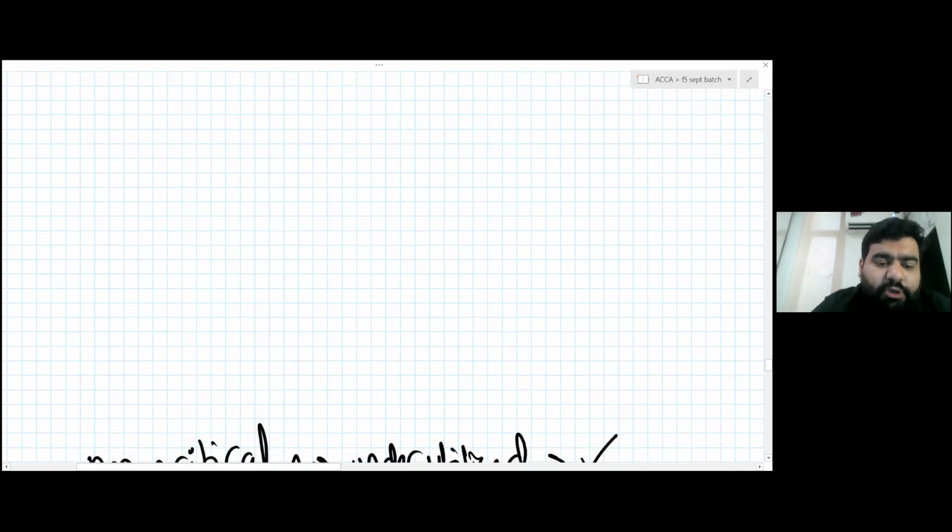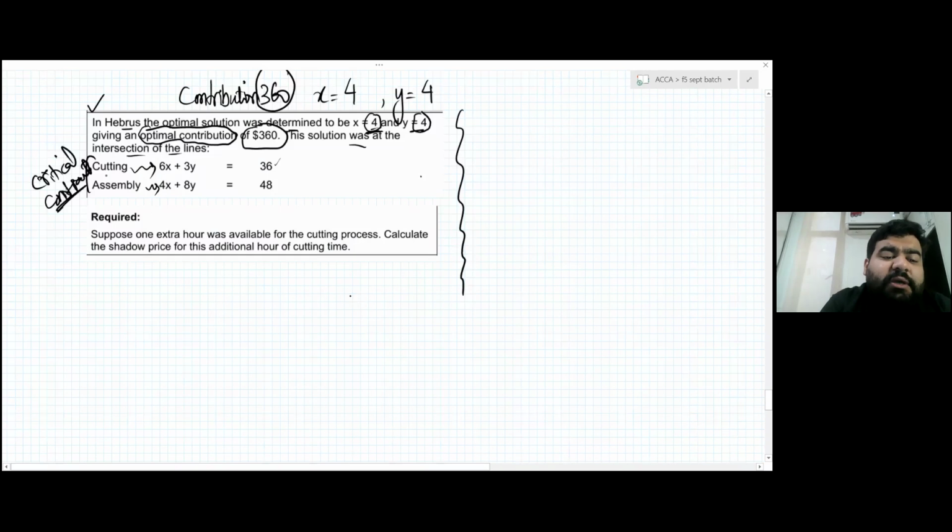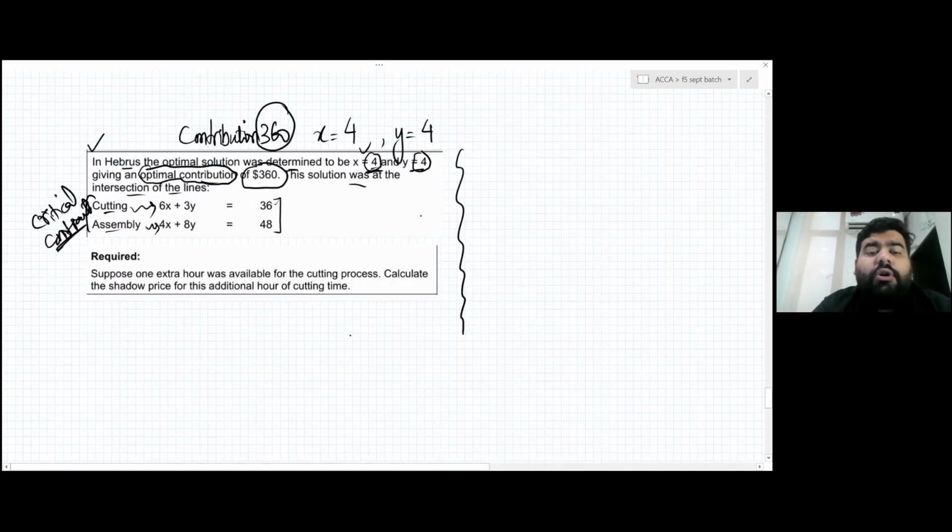In this question, if we see, cutting and assembly, the optimal contribution is calculated on these lines, means these are critical constant. Actually these are not underutilized, they are completely utilized. Now suppose, this is the requirement that you will see in the MCQ in practice. Suppose one extra hour was available for cutting process.